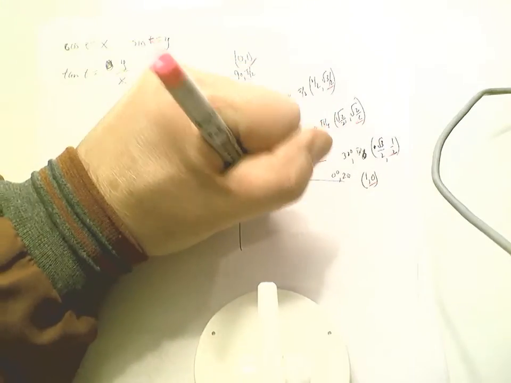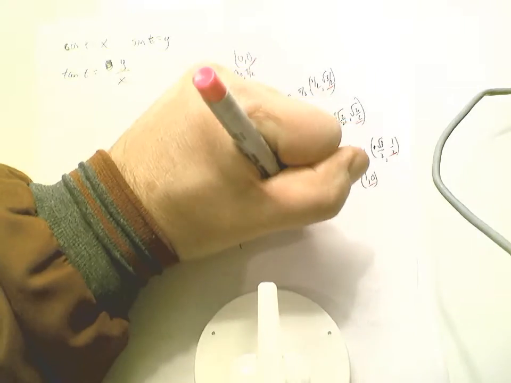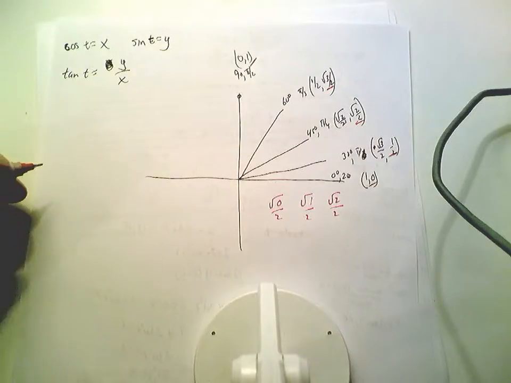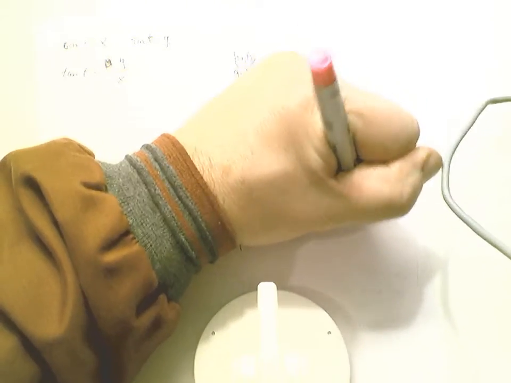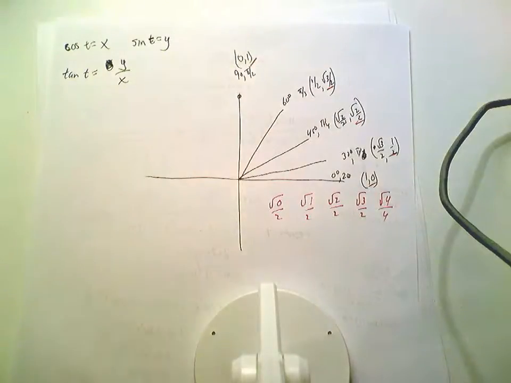The square root of 0 over 2. The square root of 1 over 2. The square root of 2 over 2. The square root of 3 over 2, the square root of 4 over 2. You'll notice that what?